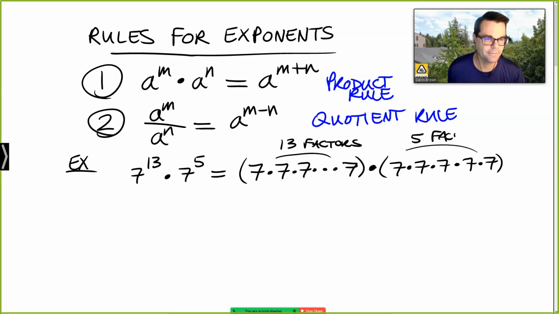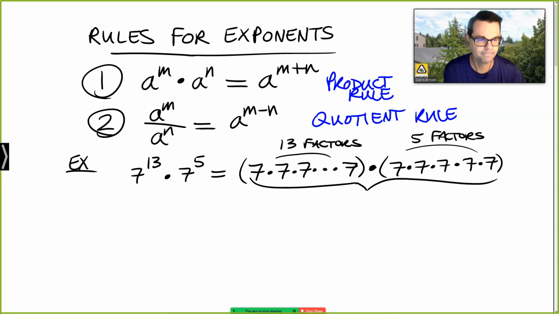Well, what happens if you have a bunch of factors that you're multiplying together? You have this many factors over there and this many factors over here. When you multiply them all together, they just all come together. And so the total number of factors is the sum of the number of factors of each. So the power is telling you how many factors. I have 13 factors here and 5 factors here. Together, those make 18 factors altogether. 13 plus 5. And that is really why. That's how you should understand the product rule.